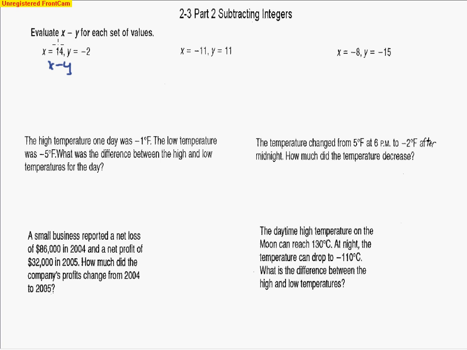What we want to do is find out what the value of x is and the value of y is, and then we're going to go ahead and do the subtraction. So it tells us right here, 14 is x, so we're going to put that in place of x. Negative 2 is y. So again, evaluate just means to substitute first. Put the numbers that the variable represents into the expression and then do the work. So 14 minus negative 2.